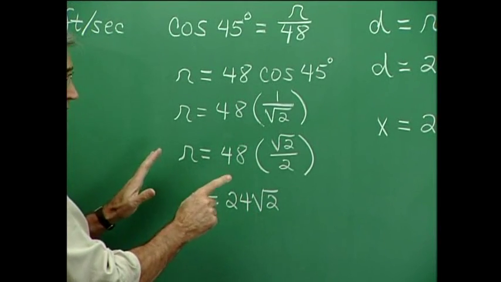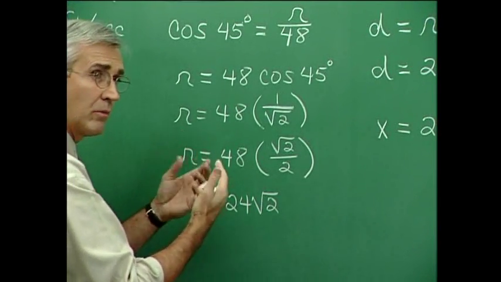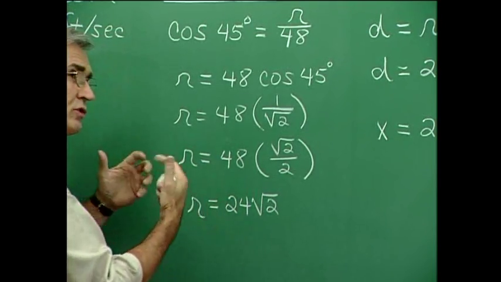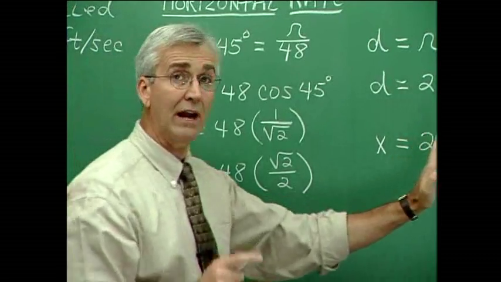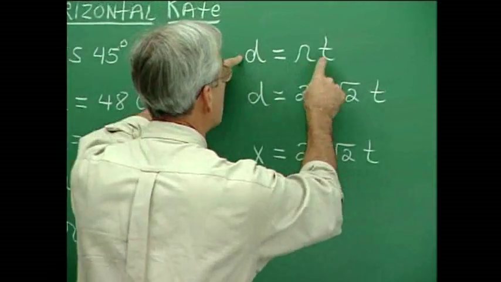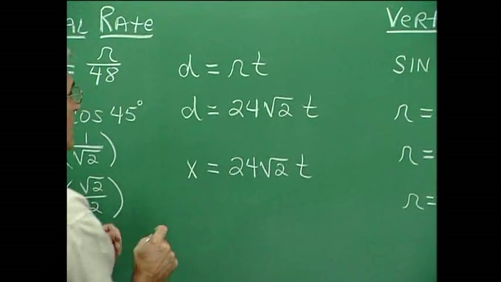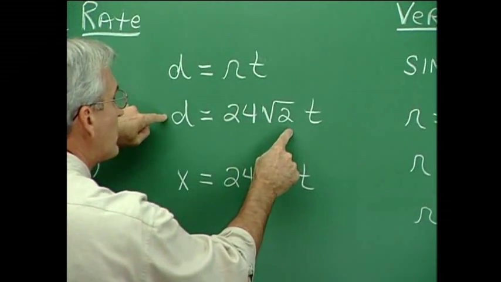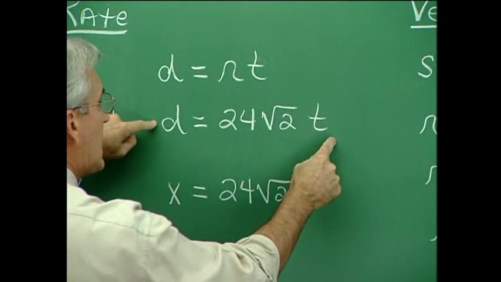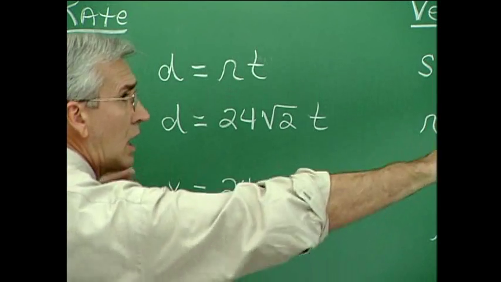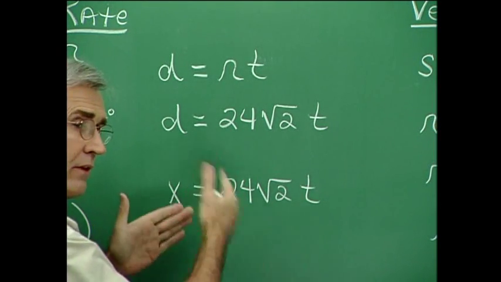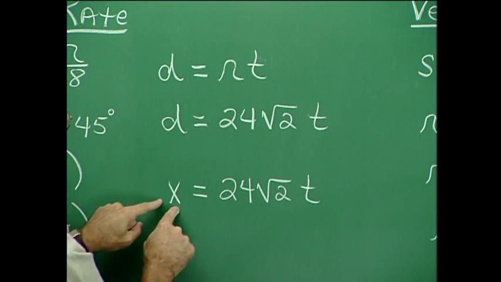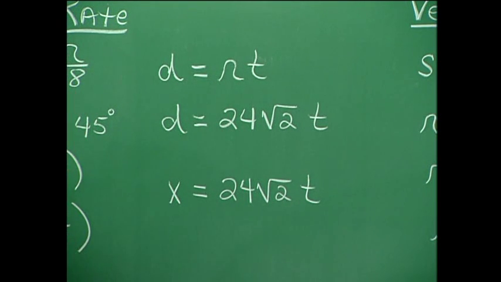Now I can associate this with another variable, time, by using the distance formula. You know, we're talking about a horizontal rate here, and so the distance formula, distance is rate times time, comes into play. Now the rate is 24 root 2 times time. Now if we're talking about a horizontal idea, horizontal distance, that's what x is all about when we talk about the xy plane. So x then is 24 root 2 times t.